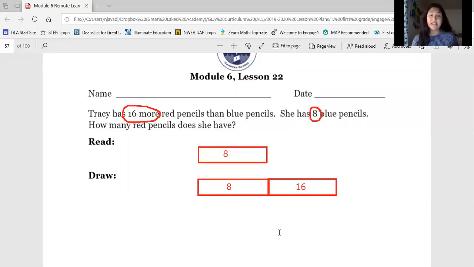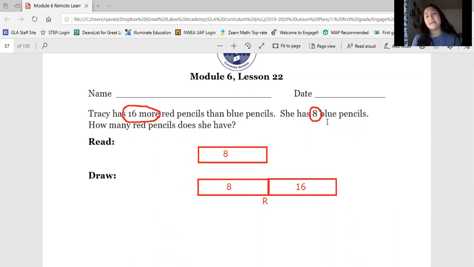Okay, I have my double tape diagram on my page, but I need your help figuring out which tape belongs to which type of pencil. The problem says Tracy has 16 more red pencils than blue pencils. Raise your hand if you think that the red pencil tape is this one. Raise your hand if you think that the tape for the red pencils is this one. That's right. The tape for the red pencils is this one down here because we know Tracy has 16 more than the number of blue pencils.